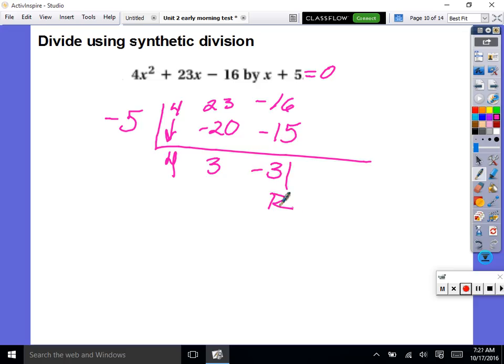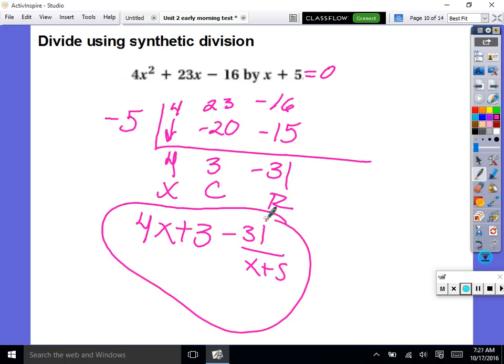Now work backwards. Remainder, constant, then x, which makes sense. Didn't we take an x squared and divide by x, which would leave us with x, right? So we have 4x plus 3 with our remainder. So you'll say minus 31 over x plus 5. That's the polynomial we get.